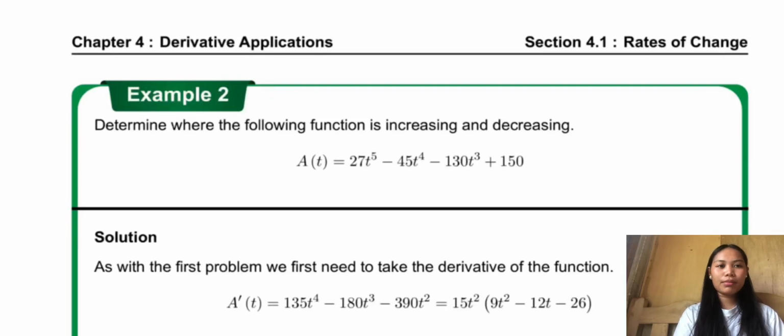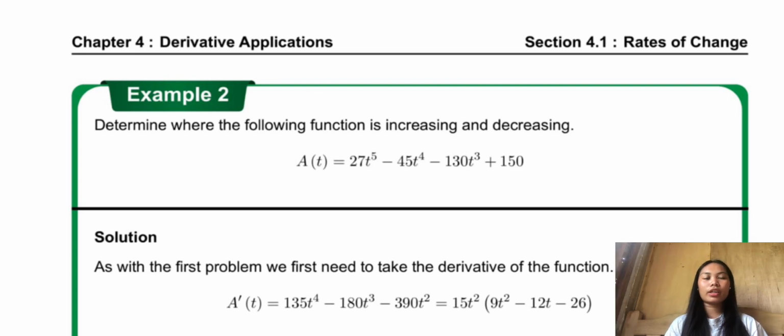Chapter 4, Derivative Applications, Section 4.1, Rates of Change, Example 2. Determine where the following function is increasing and decreasing. A(t) = 27t^5 - 45t^4 - 130t^3 + 150.